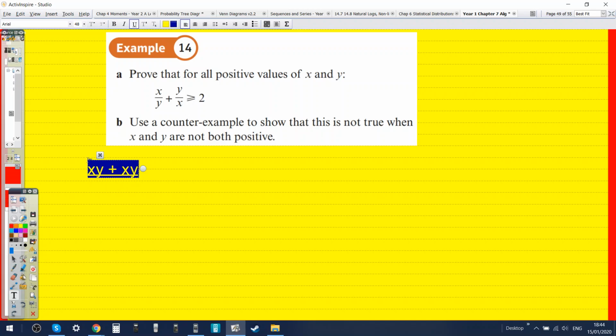Okay, and how do you add fractions? 2xy over 2xy. Oh, so you cancel. What do they cancel to be? The xy's. So what remains? 2. Yes. Say it again. 2. Yep. And is 2 greater than or equal to 2? Yes. Yes. How about B?